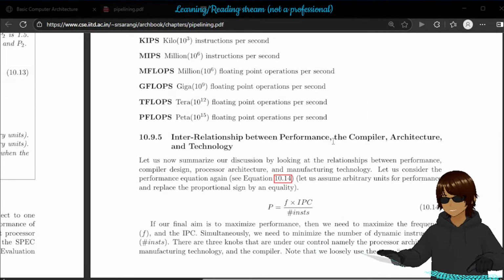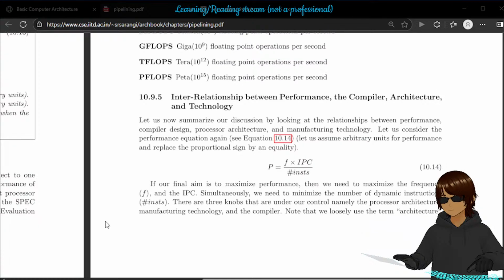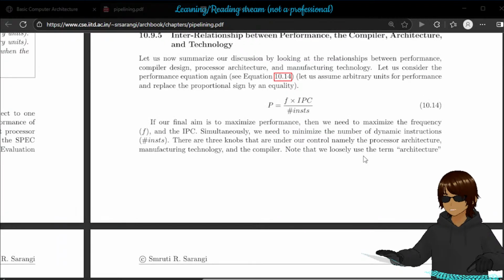Interrelationship between performance, the compiler, architecture, and technology. Let us now summarize our discussion by looking at the relationships between performance, computer design, processor arithmetic, and manufacturing technology. Let us consider the performance equation again, Equation 10.14. Let us assume arbitrary units for performance and replace the proportional sign by an equality. F times IPC divided by number of instructions.